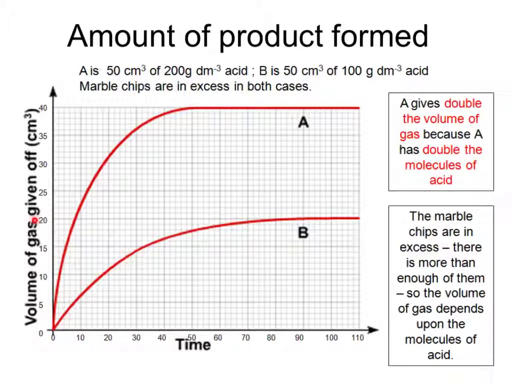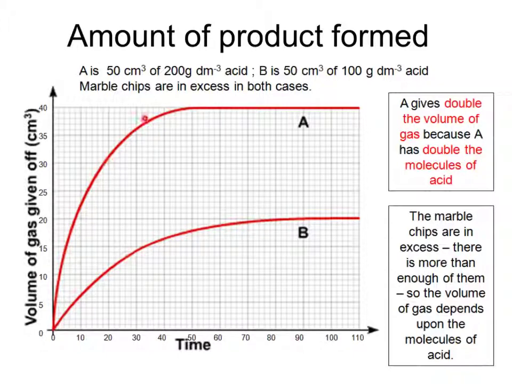Now they've got the same volume, but A has got double the concentration, so A has got double the number of particles of the hydrochloric acid, double the number that can react with the marble chips, and therefore produce double the volume of the gas. So we can see that this one is producing 40 cubic centimeters of gas, whereas B is only producing 20 cubic centimeters of gas.